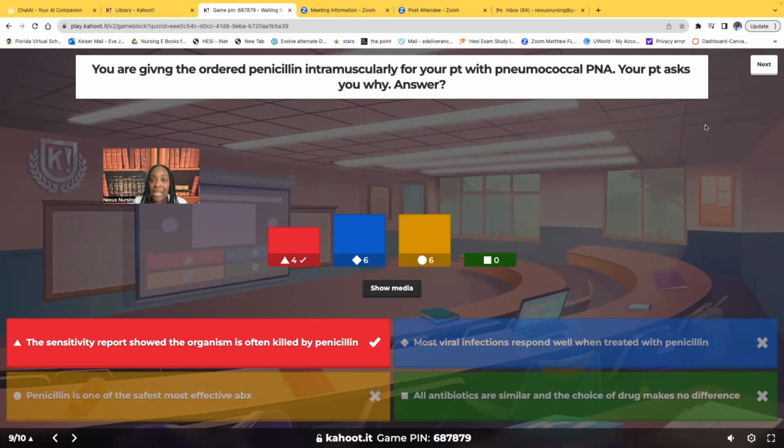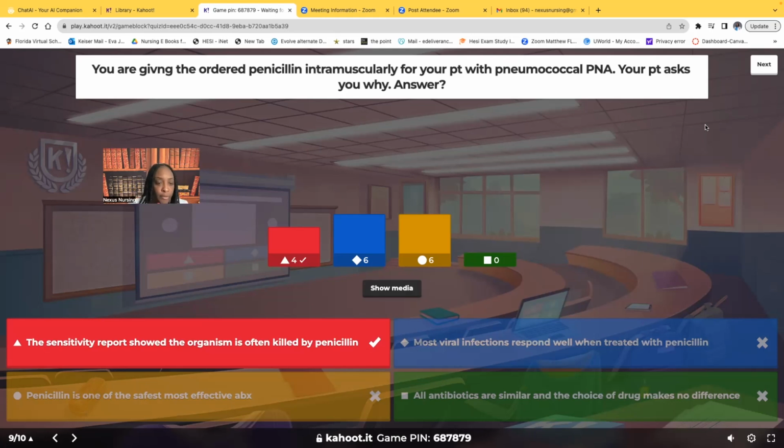So if you're giving penicillin IM, and your patient's asking you, why are we giving penicillin and not something else? You let them know, well, the sensitivity report shows that penicillin will most likely kill the type of infection that you have. That is the correct answer. Six of you guys chose most viral infections respond well when treated with penicillin. That is a lie from the pit of hell, because let me tell you something. Penicillin is an antibiotic. How's it going to kill a virus? Antibiotics kill bacteria, so we know that can't be true.